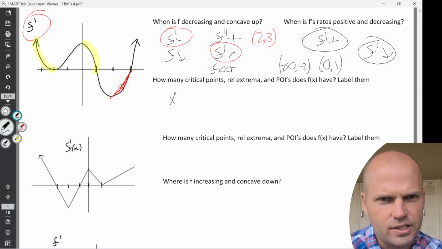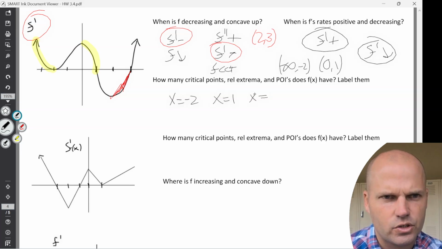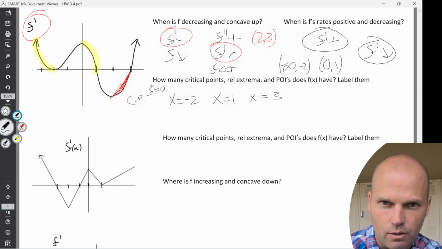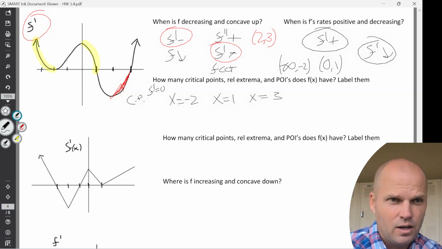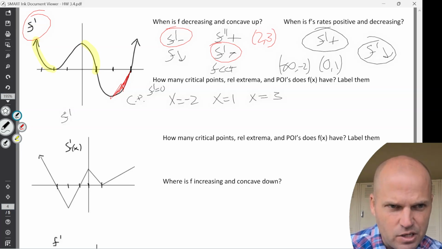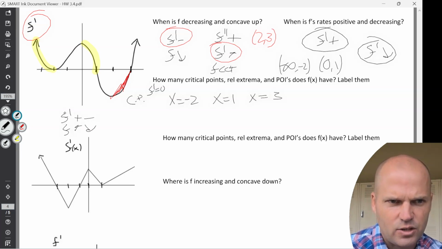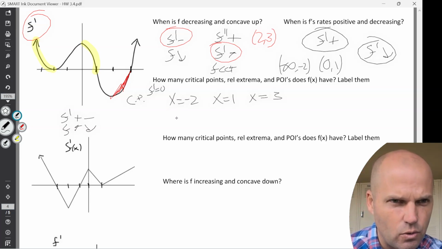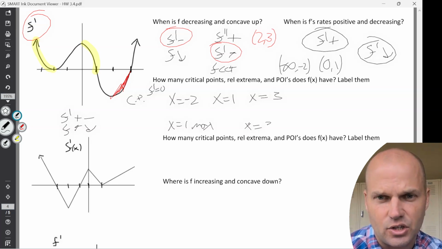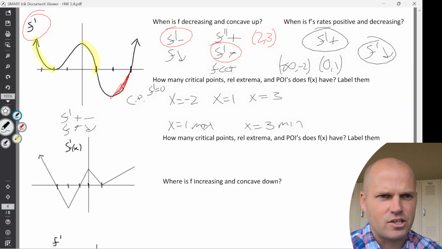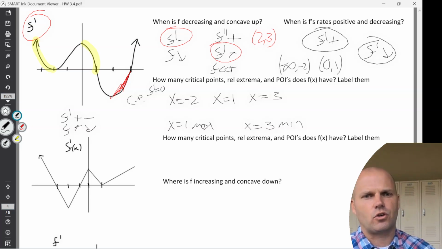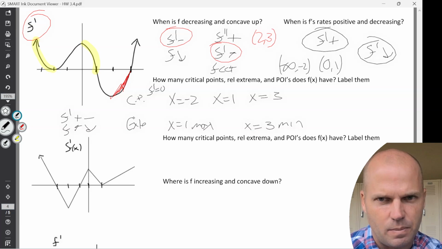Critical points: x equals -2, x equals 1, and x equals 3. Why? A critical point is when the derivative equals 0. Cool. How many extrema? Well, that's when f prime changes sign. That's when f's going to change direction. So x equals 1 is our max. X equals 3 is our min. We do not change sign at -2. -2 is a critical point. That is not an extrema.